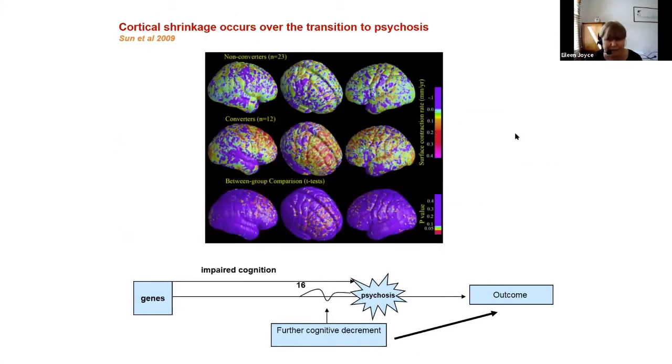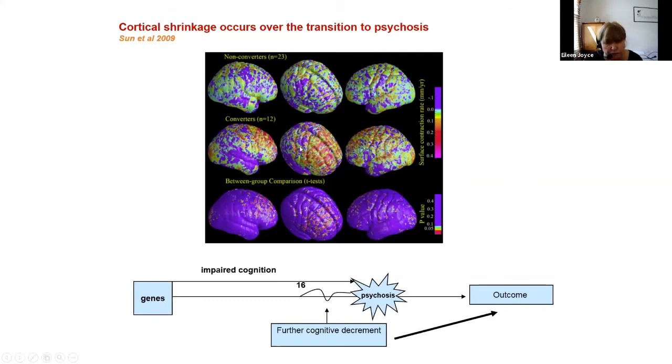What might explain this? Well, we don't really know, but there's some evidence that there's some sort of cortical shrinkage occurring over the transition to psychosis. So several studies have shown this, but this is the study which I think shows this quite nicely, an Australian study, where they took people who they thought might develop psychosis, people in the prodromal period, they did MRI scans then and then several years later, and they looked at the difference in cortical volume in those people who converted to psychosis and in those who didn't convert.